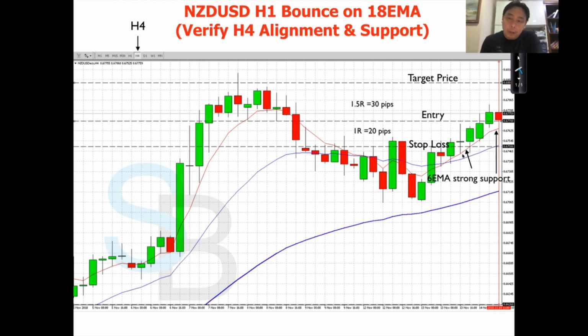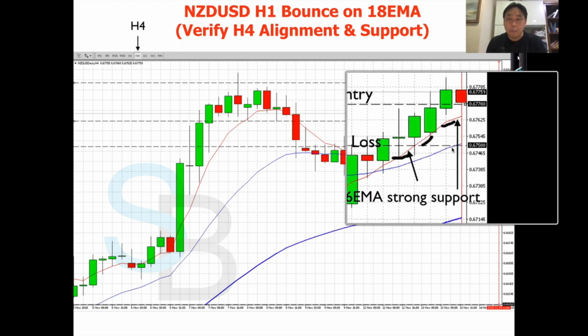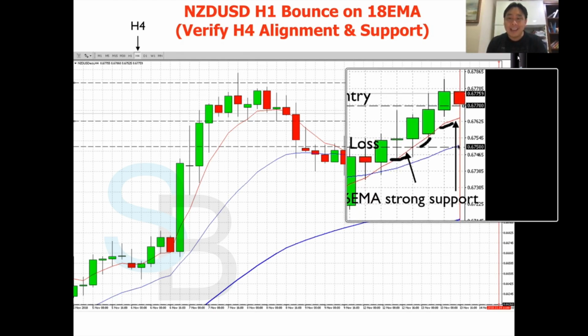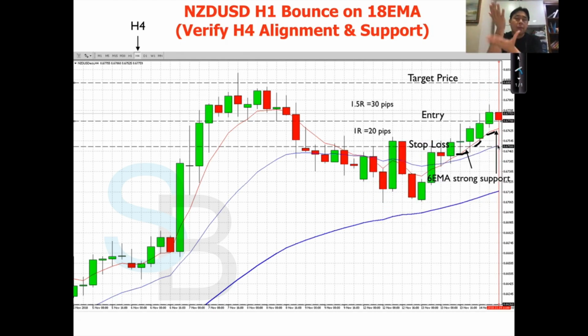A bit confident, because you can see it was tested. So it's been testing it. My stop loss is below that. And not only that, you can see my stop loss is also below the blue line, which is below the 18 EMA. So I've got a double support protecting my stop loss. All right. So took the trade.